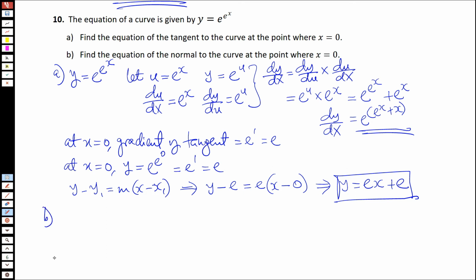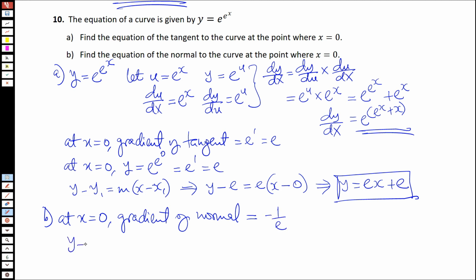So for part B, we need to find the equation of the normal at the same point. So what we need is the gradient of the normal. So at x equals 0, the gradient of the normal will be equal to the negative reciprocal of the gradient of the tangent, which is negative 1 over e.